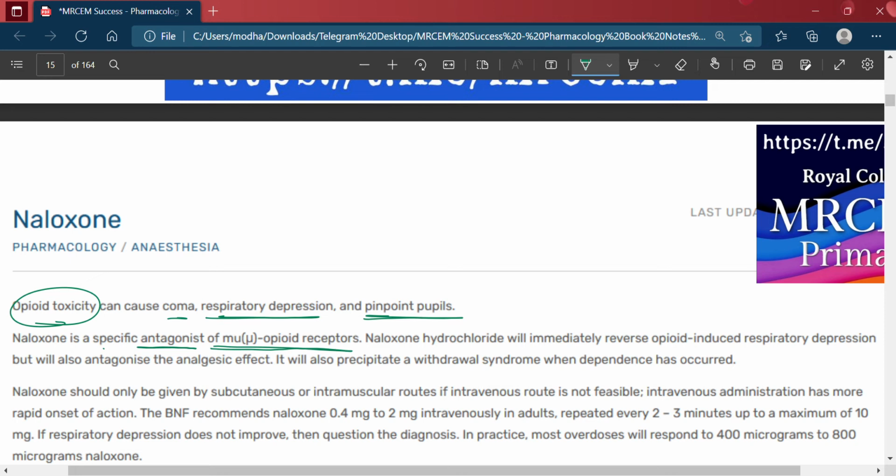Naloxone is the specific antagonist of the mu opioid receptor. Naloxone hydrochloride will immediately reverse opioid-induced respiratory depression.